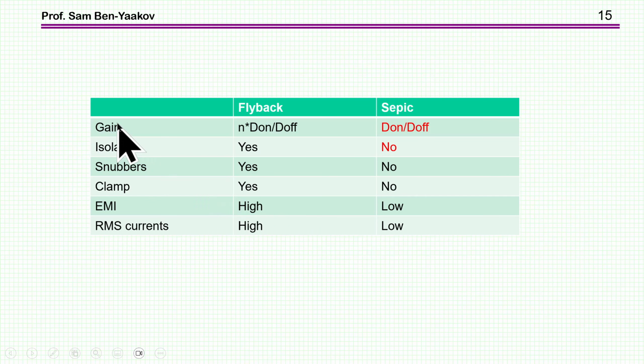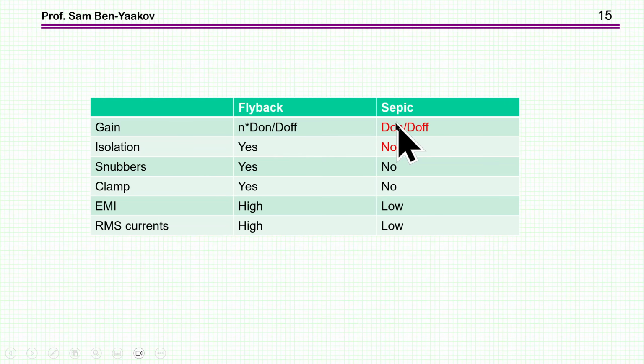So comparing the two, we can say the following. As far as the gain goes, the gain is the same. The transfer function is the same, except that in the Flyback we have a way of changing the ratio quite a bit. If you would like to have a heavy step down or step up, you don't have just to change the duty cycle. You can do it by the turns ratio. You cannot do it with a Sepic.